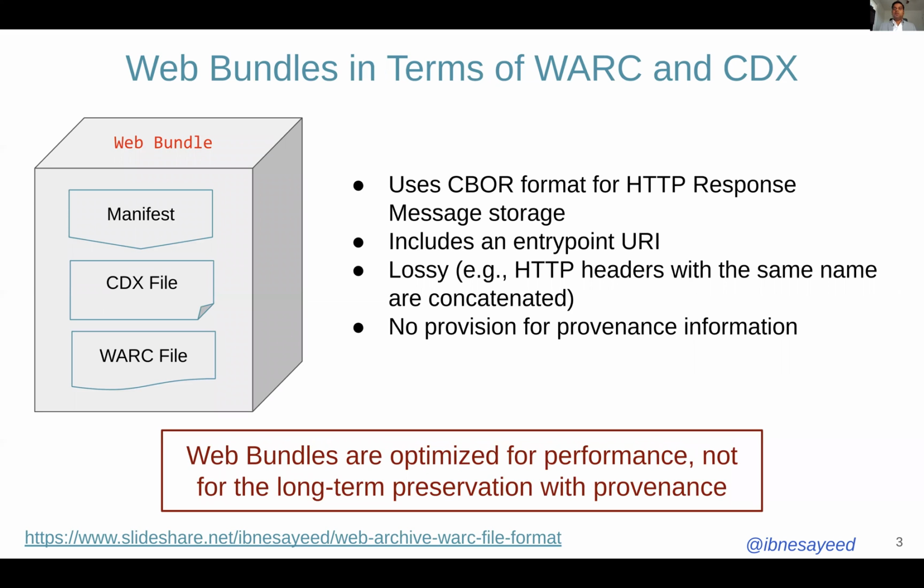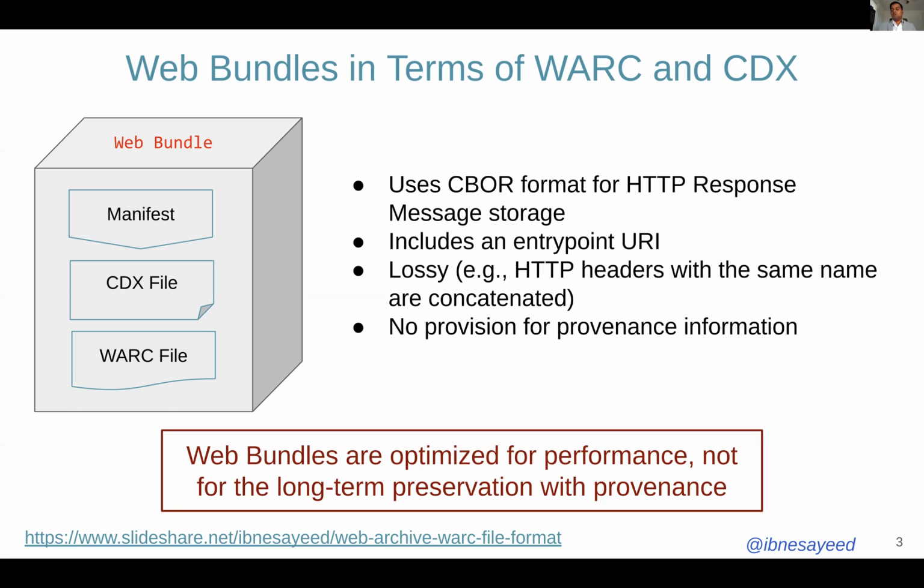So if you want to understand web bundles in terms of WARC files, I would say take a WARC file, put its CDX file in the same so that the index is there to reference individual records, and also add a manifest that includes some metadata and stuff like entry point URI that will be loaded when the bundle is loaded in the browser. However, it is not exactly a WARC file.